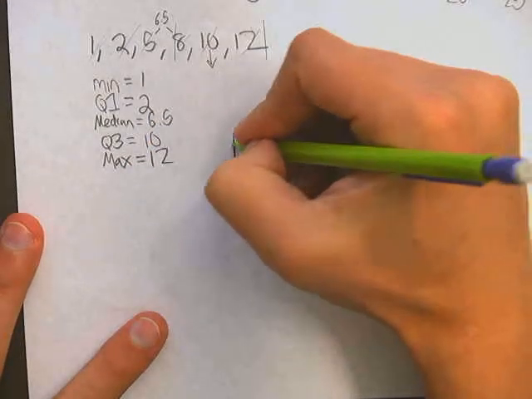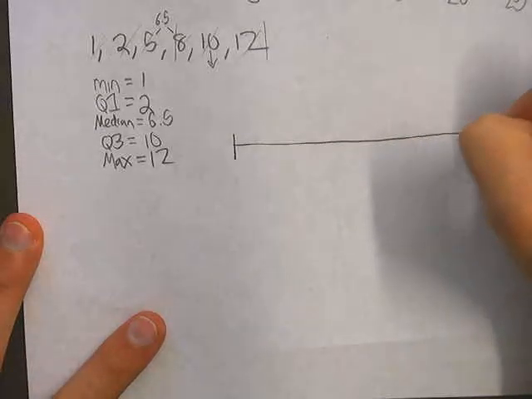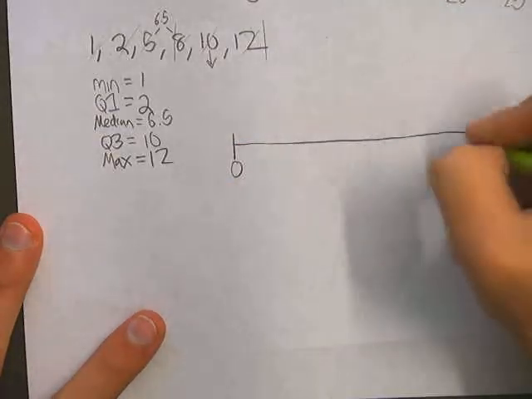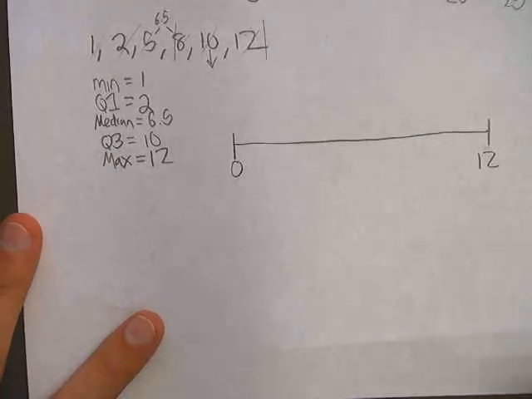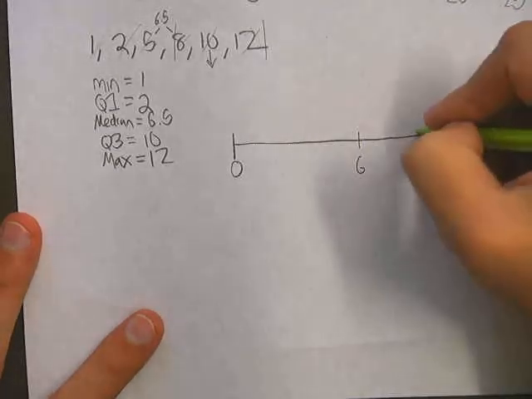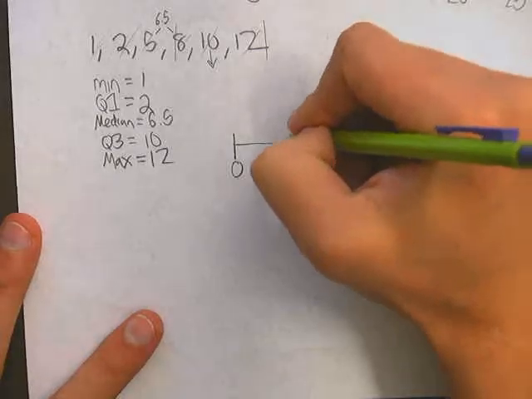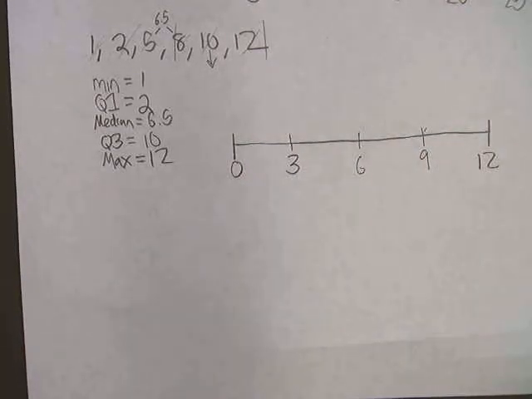So let's get a number line from 0 to 12, that's fine. So I can cut this in half for 6 and 9 and 3. And now I should have enough information to build my box and whisker plot.